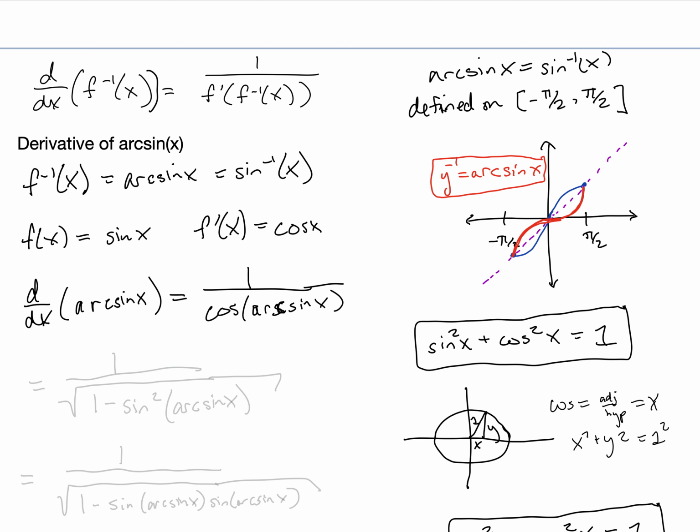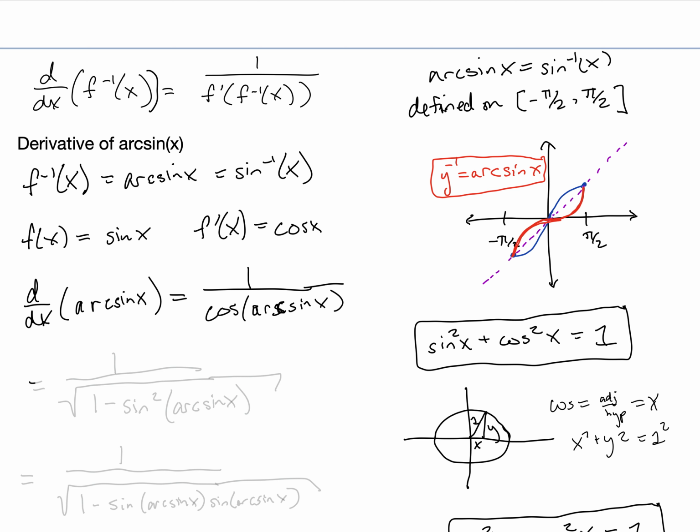Okay, so we are going to apply that and rewrite cosine of x. So based on this, we could get cosine of x by itself. Cosine squared of x is equal to 1 minus sine squared of x. And now taking the square root of both sides, cosine of x is equal to the square root of 1 minus sine squared x. All right, now let's see how we can apply that to our derivative.